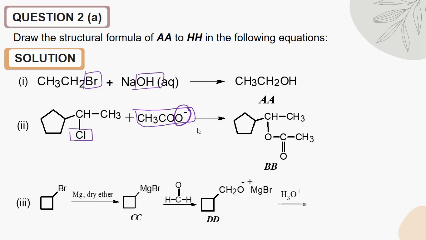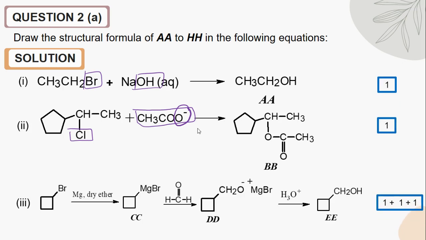Now, this structure, when it undergoes hydrolysis with H3O plus, the OMgBr will be replaced with OH. So this forms EE, which is a primary alcohol. Let's proceed to your marks. You have 1 mark for each correct structure. So AA 1 mark, BB 1 mark, while CC, DD, and EE get 1 mark each.